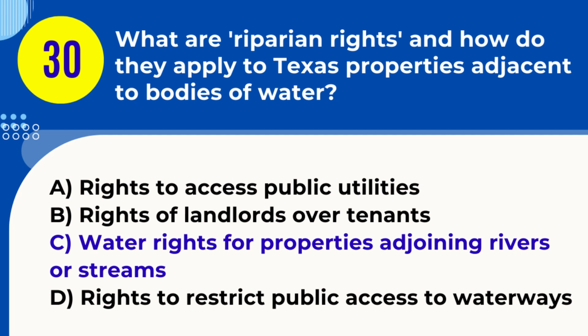Explanation: The riparian rights in Texas refer to the rights of property owners whose land adjoins rivers or streams, allowing them reasonable use of the water, such as for irrigation or domestic use.